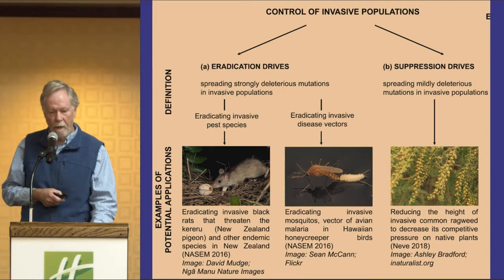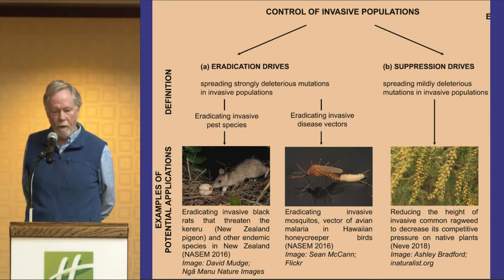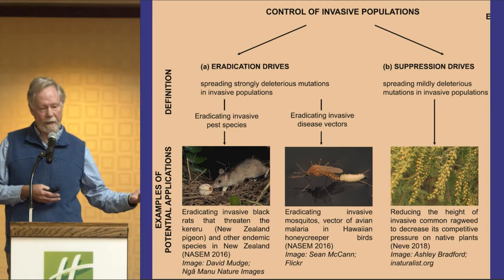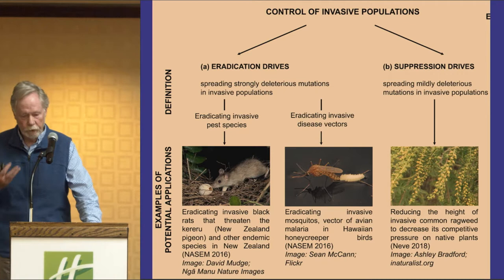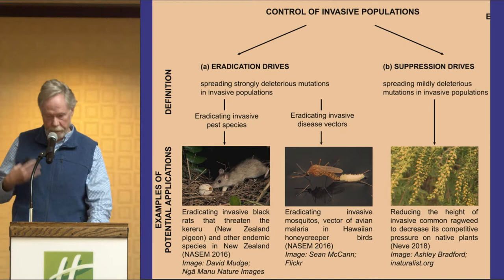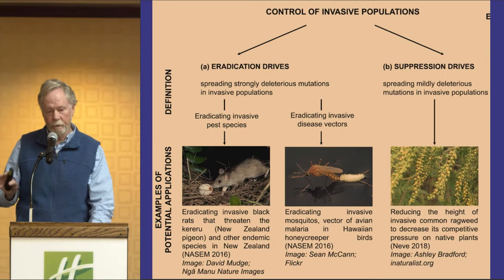And this is actually a paper that just came out within the last few weeks, looking at ways that we can use CRISPR and, again, gene drives. On the left, there are two examples of spreading strongly harmful alleles in invasive populations. By introducing these alleles, we may be able to control rats and mice in New Zealand in this example. And also, they're trying to use it for controlling mosquitoes in Hawaii, which are spreading malaria that's affecting Hawaiian birds. Similar to that, we can potentially inject mildly harmful alleles into populations, and we may not be able to eradicate the population, but we may be able to reduce its effectiveness as an invasive species.